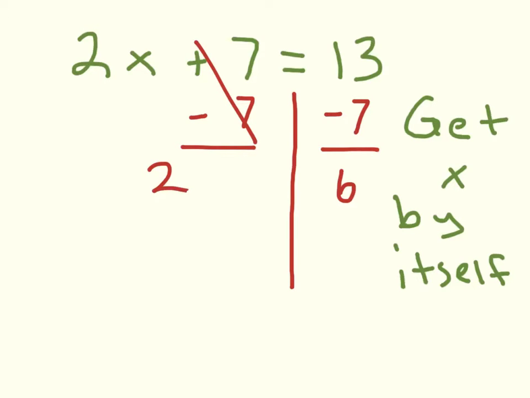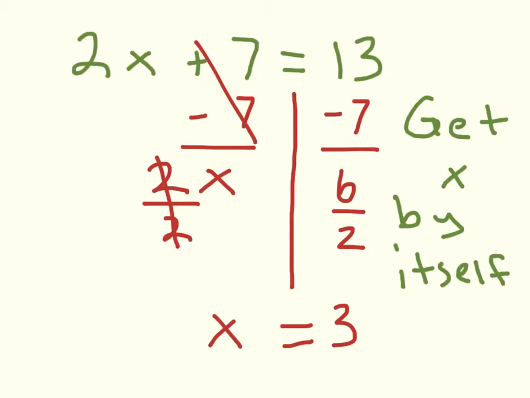So now I have 2x equals 6. So 2 times x equals 6. So the inverse of multiplying by 2 is dividing by 2. So I'm going to divide both sides by 2. Well, 2 divided by 2 is 1, so we can cross those out because 1 times x is still just x. And 6 divided by 2 is 3. So we have found that x equals 3.